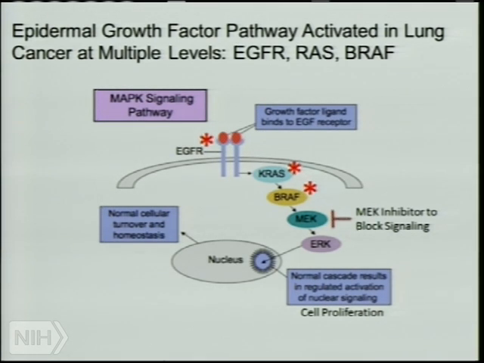Now, the epidermal growth factor pathway is activated in lung cancer, as I just showed you, at multiple levels: EGF receptor, RAS, BRAF. So it's actually been tried already, a MEK inhibitor, which is blocking this signaling pathway. Now, if we have KRAS mutated, I showed you there are 6 validated signaling pathways, but this one, anyway, is one of the most important because it leads to cell proliferation, or we thought it was important.